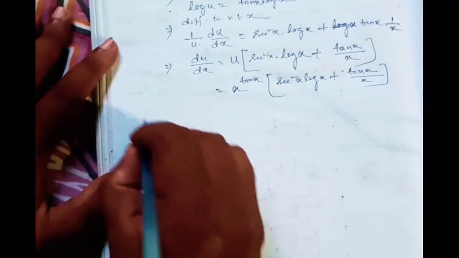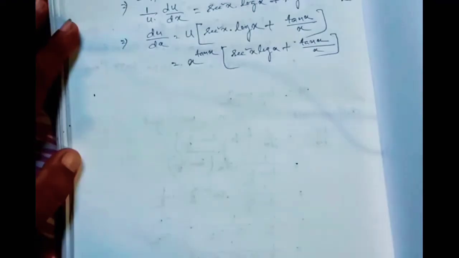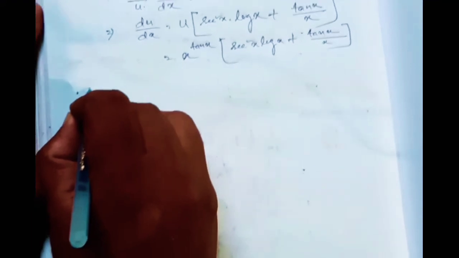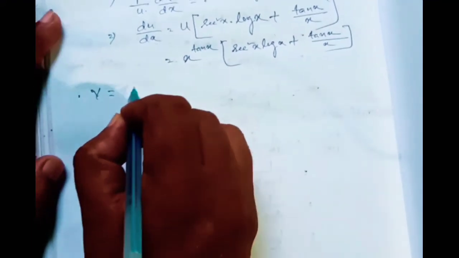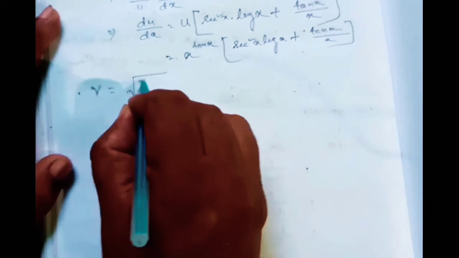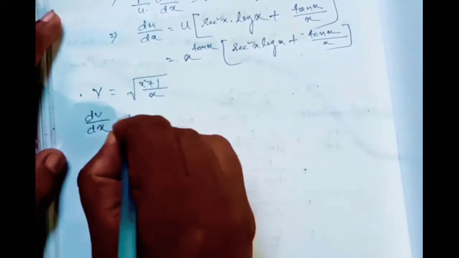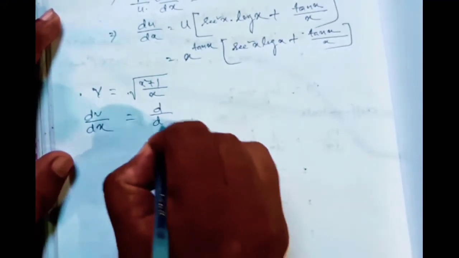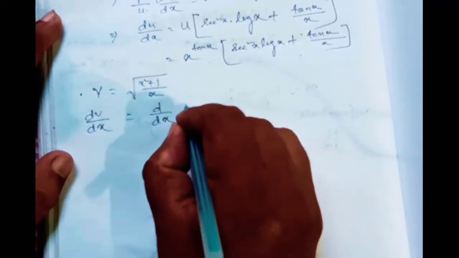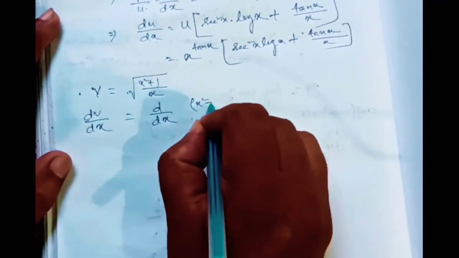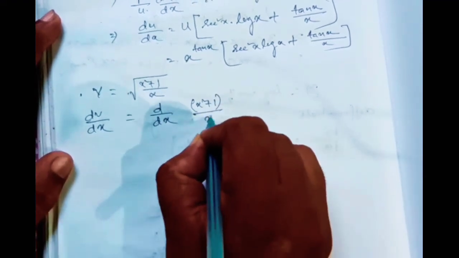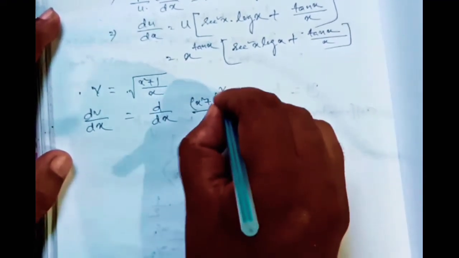Again, taking v, that is v is equal to root over of x square plus 1 by x. So dv/dx equals d/dx of x square plus 1 by x whole to the power half.